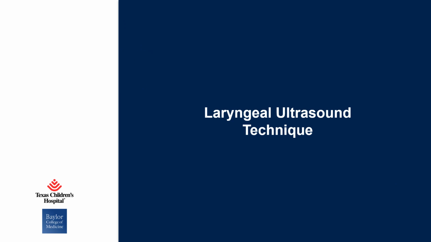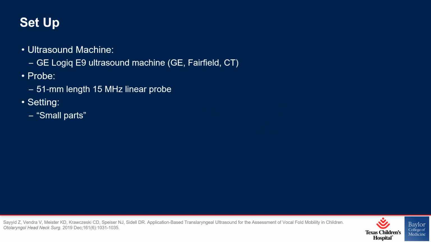Part 1. How do you perform the laryngeal ultrasound? For the laryngeal ultrasounds included in this module, we use the GE Logic E9 ultrasound machine. It's a big machine, with the 51 millimeter, 15 megahertz linear probe with a default setting of small parts. But keep in mind, you can use lots of different ultrasound machines in order to perform laryngeal ultrasounds. You can also use handheld ultrasounds, and some people prefer the little hockey stick probe as opposed to the linear probe.